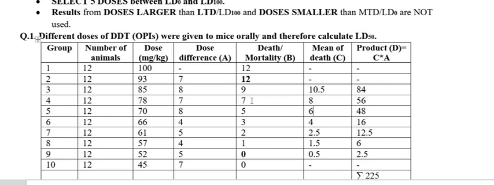For this one, this mortality and this mortality we are going to add. So here 7 plus 5 is equal to 12, divided by 2 is equal to 6. For this row, we are considering the death of this one and this one. So 5 plus 3 is equal to 8, divided by 2 is equal to 4.